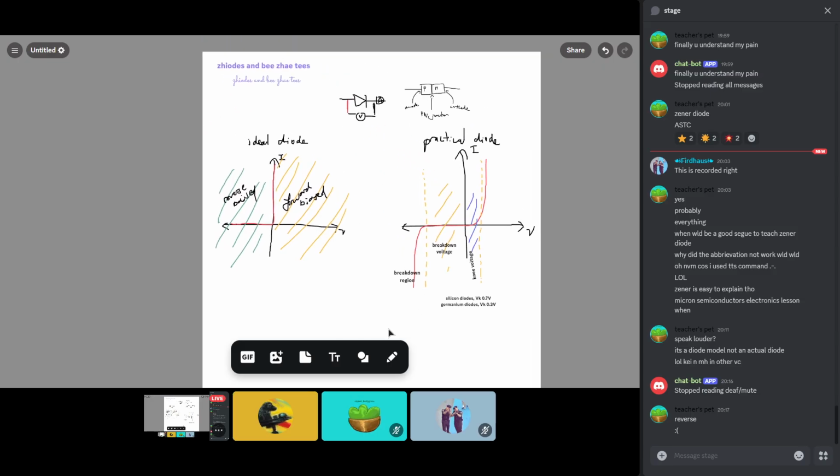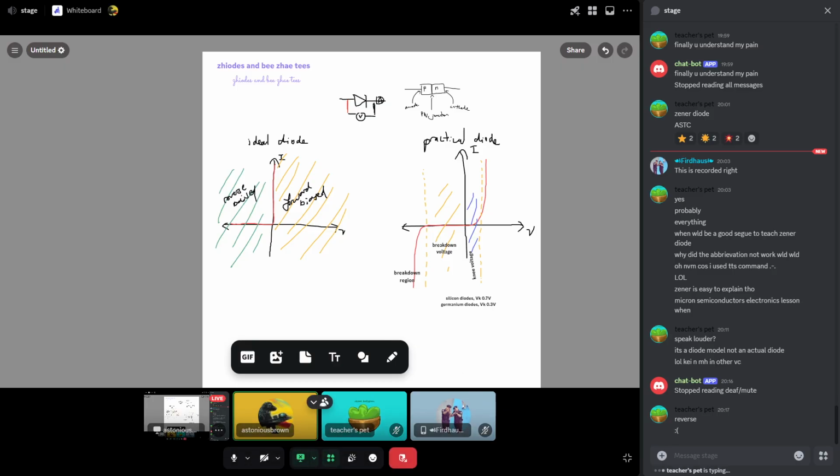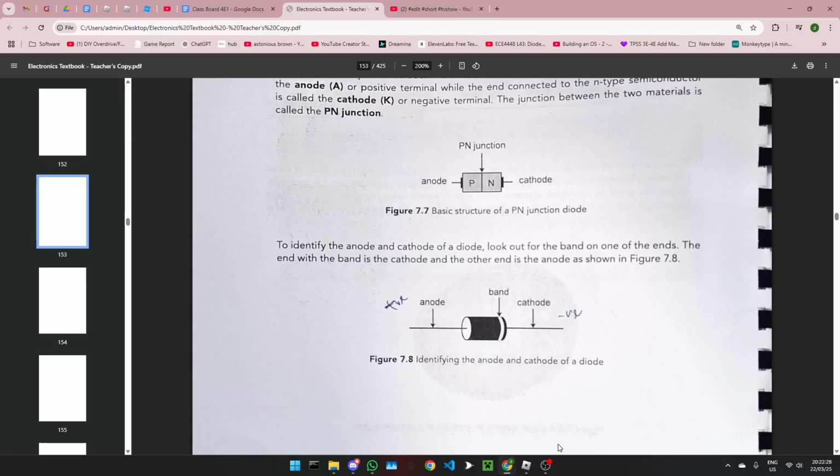And that's just a very brief overview of diodes. In a future video, I'll be talking about how you can use diodes to turn alternating current into direct current. So okay, yeah, that's that for this video.